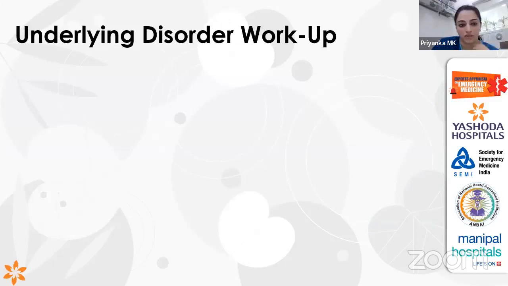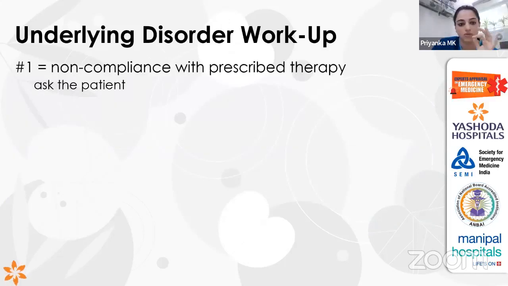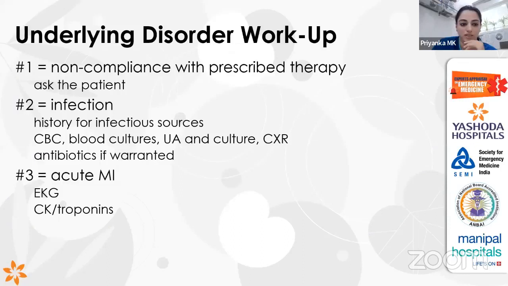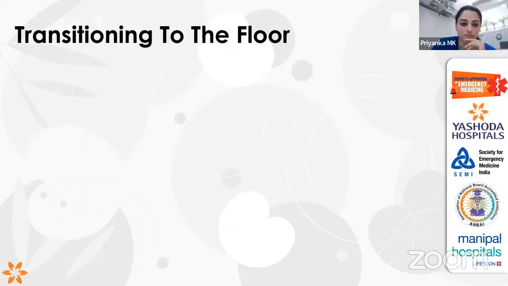Underlying disorder workup. The number one cause would be non-compliance with prescribed therapy. So talk to the patient. Second is infection. So look for the history, ask them for infectious sources, CBC, blood cultures, urine analysis and culture, chest x-ray, antibiotics if required. And also please rule out acute MI. So ECG, creatine kinase and troponins are very important.